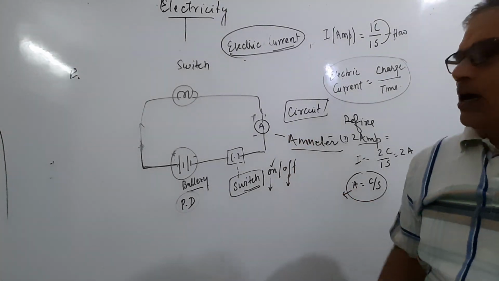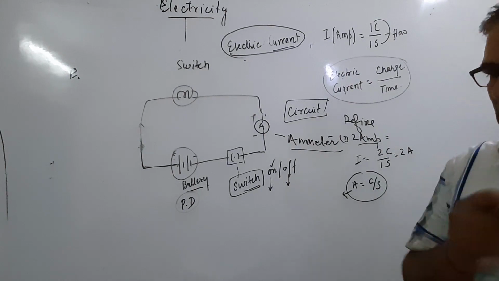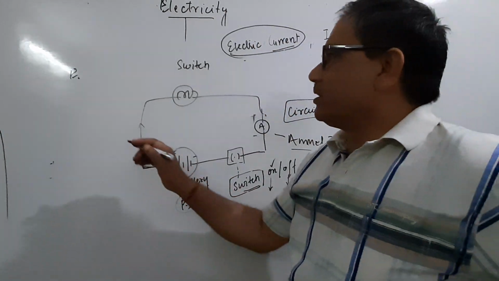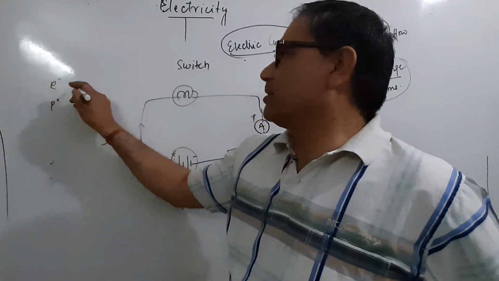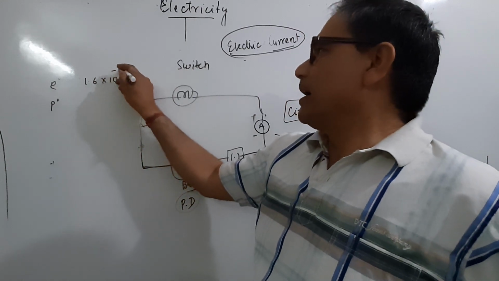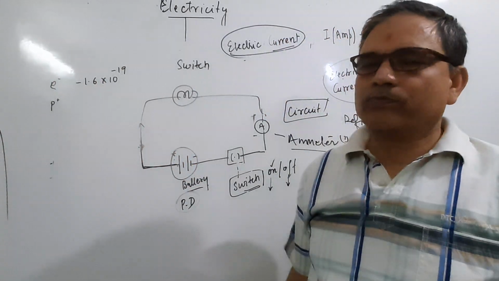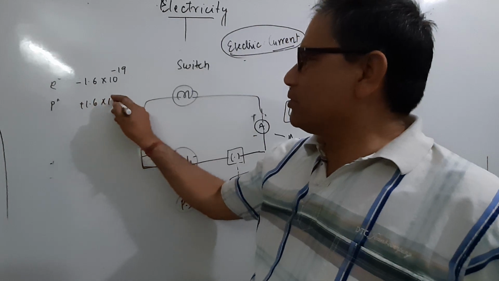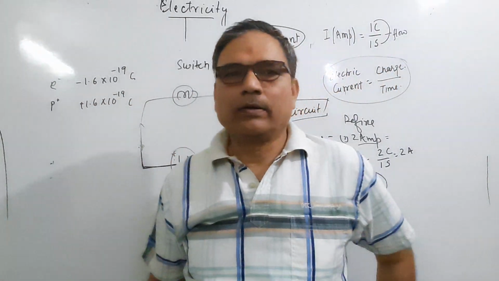It is clear. And now how many charges are produced? You know, in 9th class, the electron and proton both have charge equal to 1.6 into 10 raised to power minus 19 coulomb, negative for the electron and plus 1.6 into 10 raised to power minus 19 coulomb for the proton.